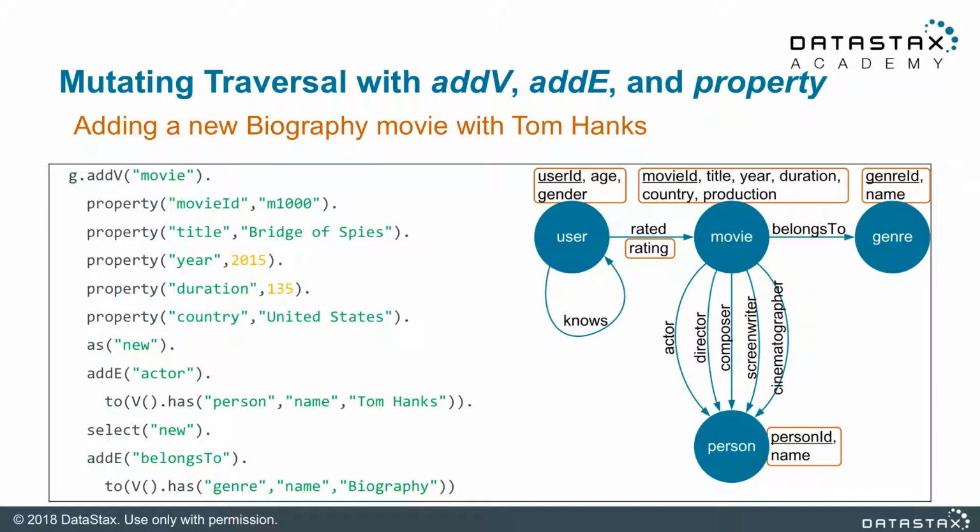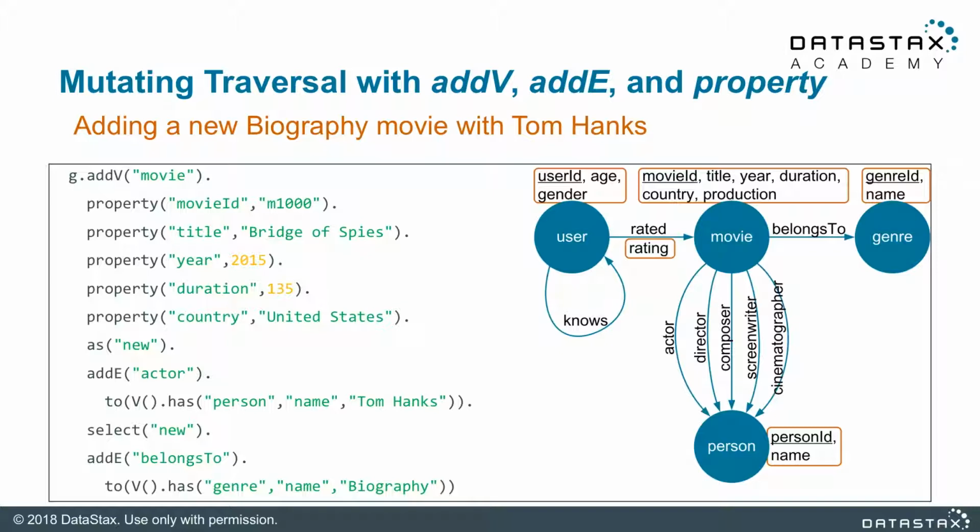Next, we're going to add an edge. This edge will have the actor label. There is more we could say about this film, but we only want to add the actor edge over to the person vertex with the name Tom Hanks. So we addE actor to the Tom Hanks person vertex.